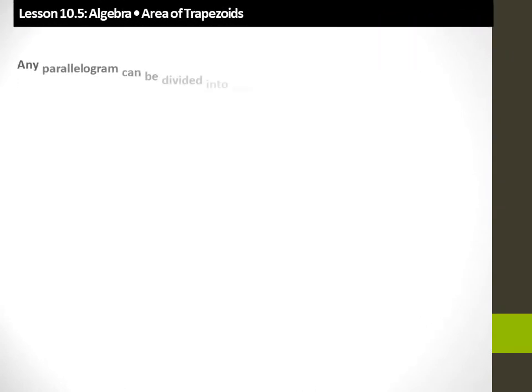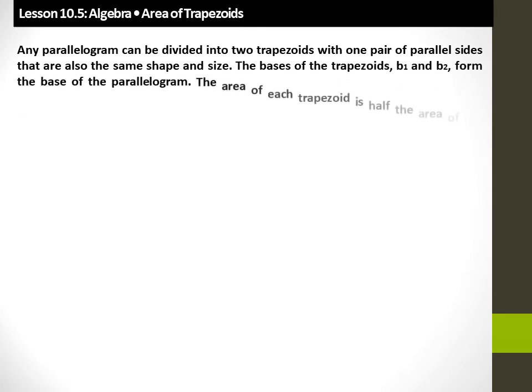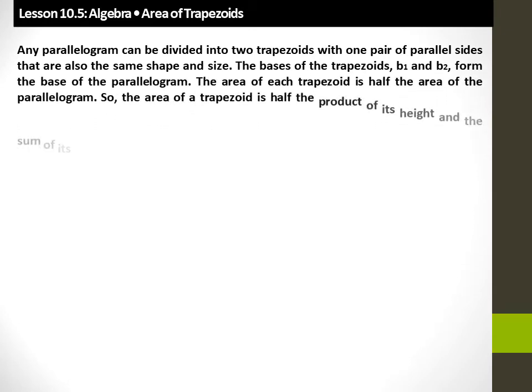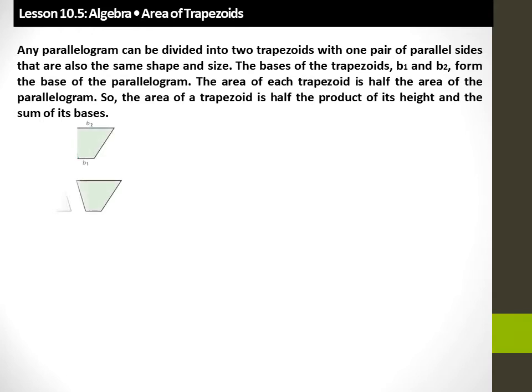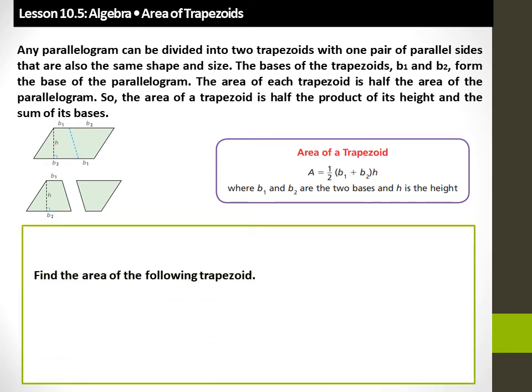Area of trapezoids. Any parallelogram can be divided into two trapezoids with one pair of parallel sides that are also the same shape and size. The bases of the trapezoids B1 and B2 form the base of the parallelogram. The area of each trapezoid is half the area of the parallelogram. So the area of a trapezoid is half the product of its height and the sum of its bases. Area of a trapezoid is equal to half times B1 plus B2 times height.